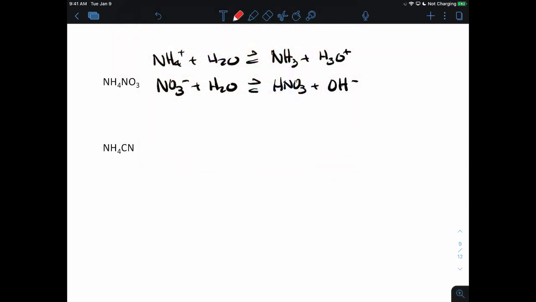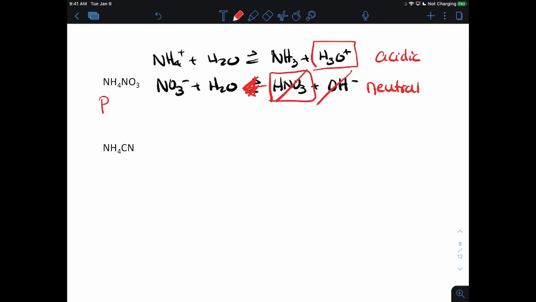Look to the right on the product side. Again, any strong acids or bases? There's one. Those won't exist, so NO3- is neutral. NH4+ makes that H3O+, so it's acidic. So ultimately we'd expect a pH to be less than 7 for this one.